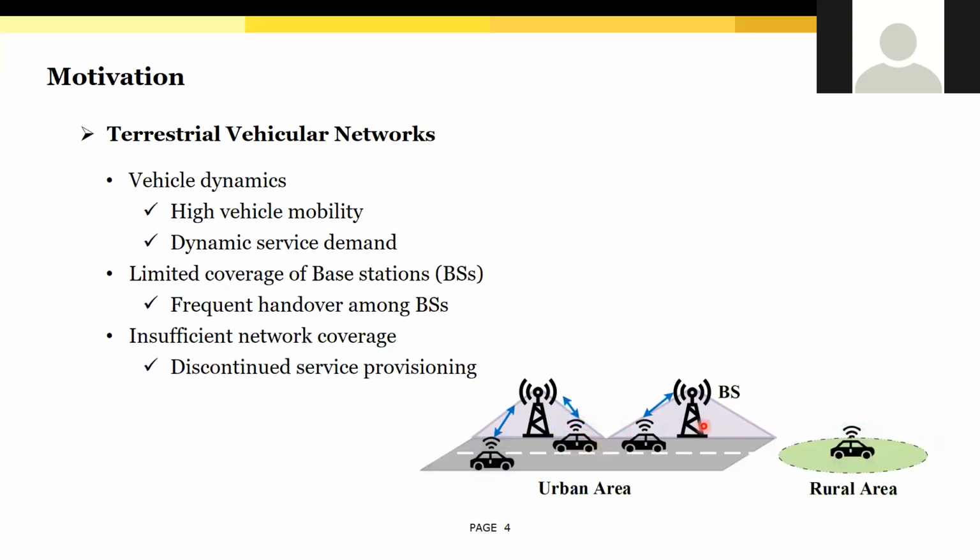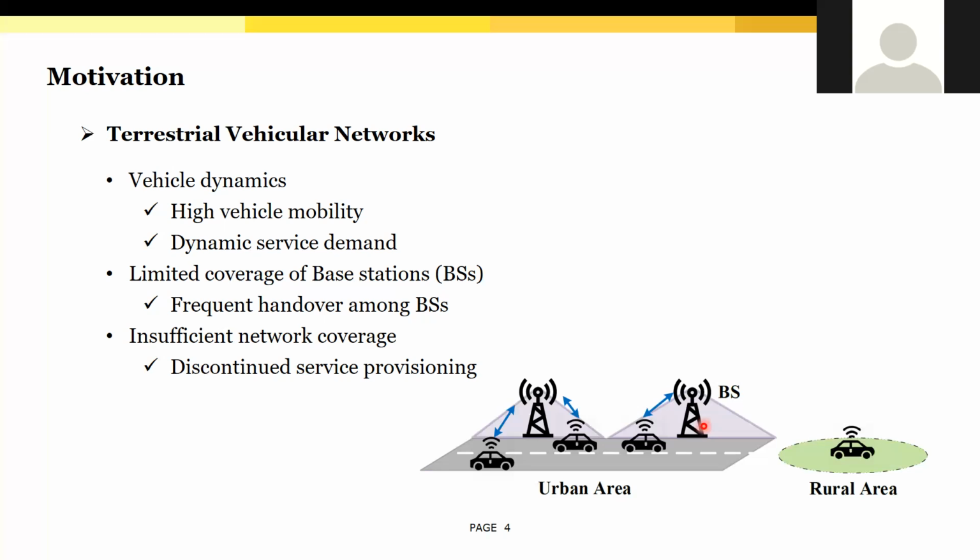In conventional networks, data regarding vehicular services can be uploaded through terrestrial network infrastructures like base stations. However, conventional terrestrial vehicular networks have significant challenges in supporting IoV services and guaranteeing their QoS requirements, due to the following three reasons. The first reason is high vehicle dynamics, which includes two parts, vehicle mobility and service demand. The second reason is the limited coverage of base stations.